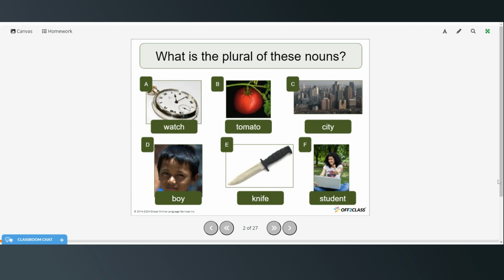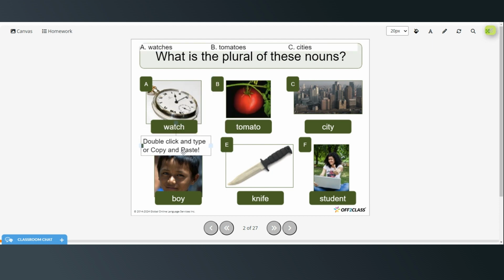Alright, so we're just going to do a little review of the plural forms of regular nouns that we covered in the last video. So the plural of each of these, remember the rules. So the first one, the noun ends in a CH, so for the plural, you add an ES and it becomes watches. For B, this one ends in an O, so the plural is ES, tomatoes. And for C, it's a consonant plus a Y, so we change the Y to an I and add ES and it becomes cities.